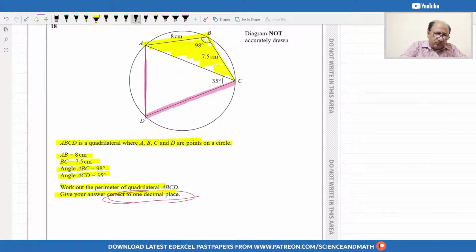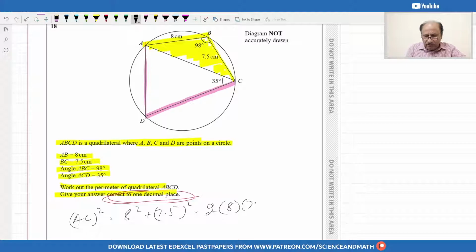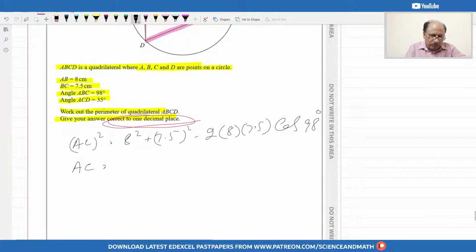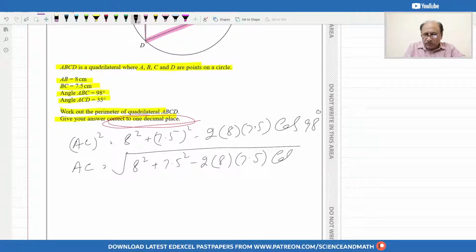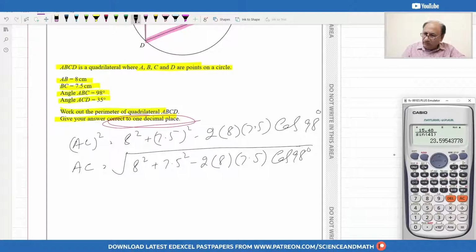So AC squared will be equal to one side squared plus other side squared minus 2 into one side into other side into cos of the angle, which is 98 degrees. Now we can take the square root. So AC will be the square root of 8 squared plus 7.5 squared minus 2 into 8 into 7.5 into cosine of 98 degrees, and this results in 11.70.